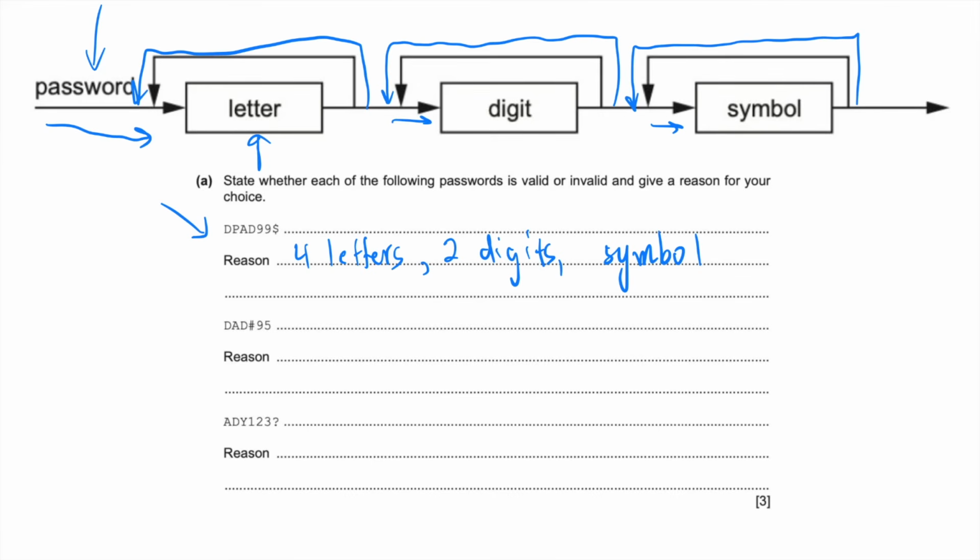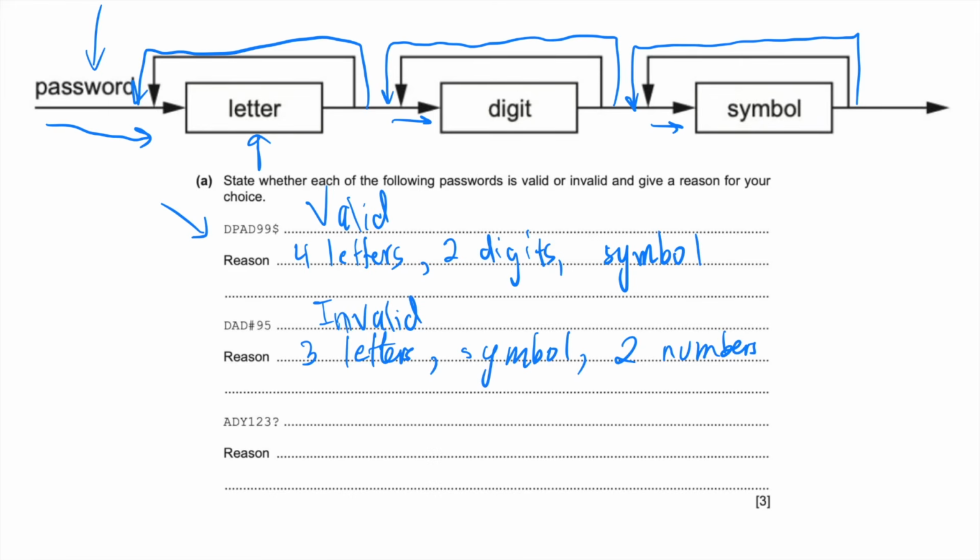Now next right here, we've got 3 letters, a symbol, and then 2 numbers, right? The previous one was valid, but this one is going to be invalid because it breaks the order. According to our syntax diagram, we need to have some letters, then some digits, and then some symbols. This one has some letters, then a symbol, and then digits. So it breaks the order. You can just say wrong order: symbols before numbers, right?